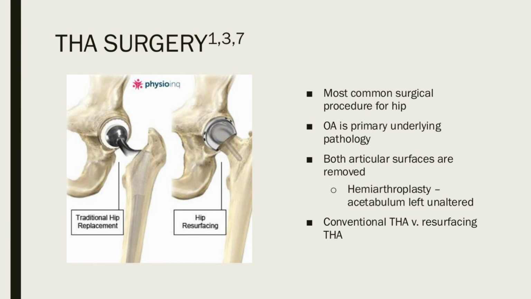The leading underlying pathologies that end up requiring THAs, always at the top, osteoarthritis, and then followed by RA, hip fractures, and osteonecrosis. During the THA, both the femoral head and acetabulum are replaced. There's two different kinds, as we talked about, conventional and resurfacing. And for the purposes of this presentation, we're going to be talking about conventional.